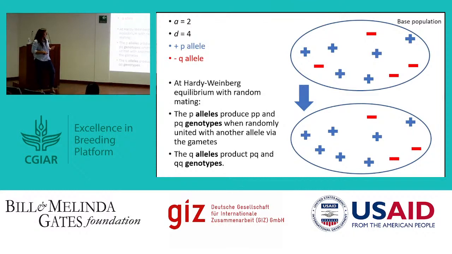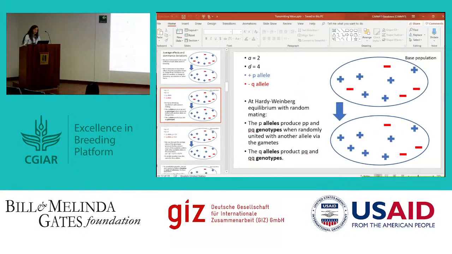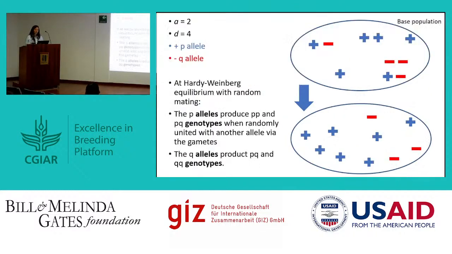But if we know that, we can also see that the P alleles are always going to produce PP or PQ genotypes if they randomly unite with another allele in the population through the gametes. And the Q alleles are always going to produce PQ and QQ genotypes. If you want, you can move them around and prove this to yourself. If I have this P allele and I pull any other allele from the population, there's no way I'm going to get the other genotype. That's obvious. I'm never going to get a QQ genotype, and vice versa. So the population is kind of stuck. It's really trapped here, in that if we know the allele frequencies and we know the genotype frequencies, we can infer what's going to happen with the substitution or change in frequency of the allele.